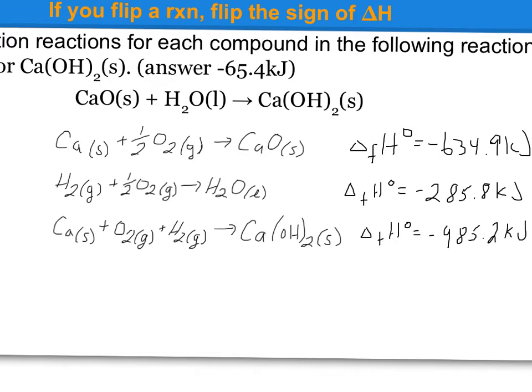These three reactions can now be used to make my final reaction and calculate my enthalpy change of the reaction that is underlined in blue above. So in Hess's Law, I can manipulate these reactions in any way. I can flip them, I can multiply them, or I can divide, as long as I do the same thing to the delta H value.